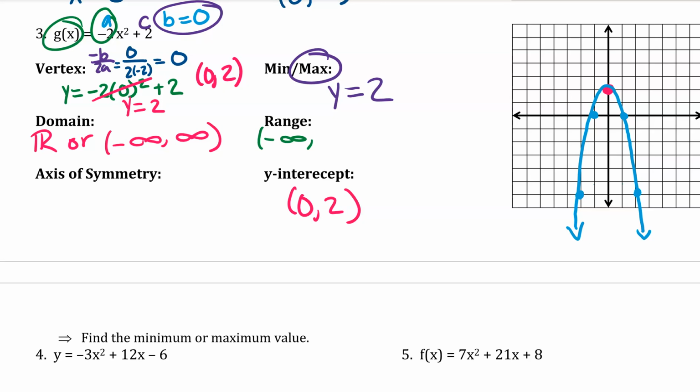Then the biggest y is going to be the y part of my vertex, which is 2, and I'm still going to include it. Or you can use inequality notation, so y is less than or equal to 2. And then the only other thing I need to put in is my axis of symmetry, which is the x part of my vertex. So x equals 0 is going to be the axis of symmetry.